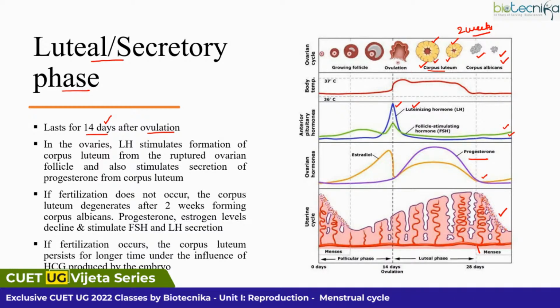But if fertilization occurs, the corpus luteum will be maintained as it is. It'll stay there for a much longer time, until the child is developing. It will stay there for a longer time because of the release of HCG hormone by the placenta. Okay, human chorionic gonadotropin, that is your HCG hormone. Under the influence of HCG, this corpus luteum will be maintained. And when the corpus luteum is maintained, the progesterone levels will always be high. So its level will not go down.